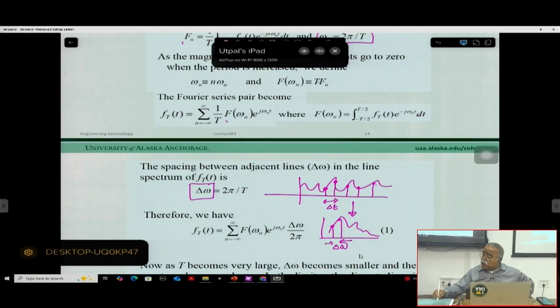So this delta omega means it's 2 pi over delta t, right? So delta omega means 2 pi over delta f, and that means this will be the 2 pi over delta t. So therefore the 2 pi gets cancelled. So delta f will be equal to 1 by T, right? So that is your delta f.